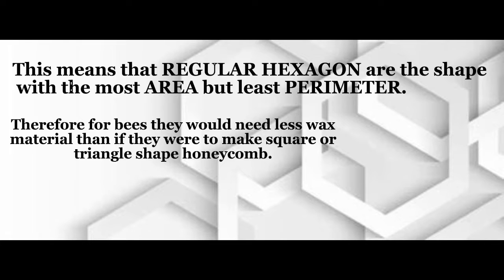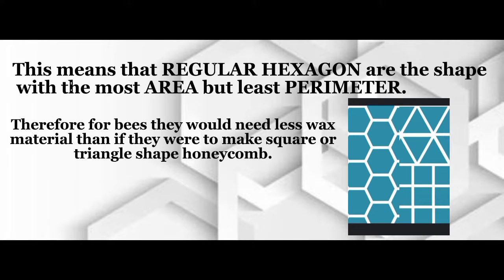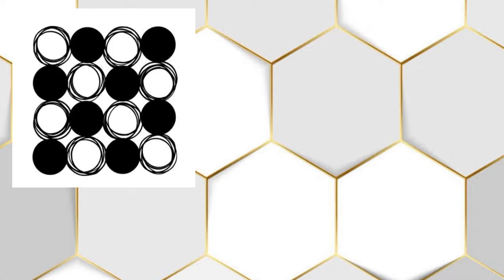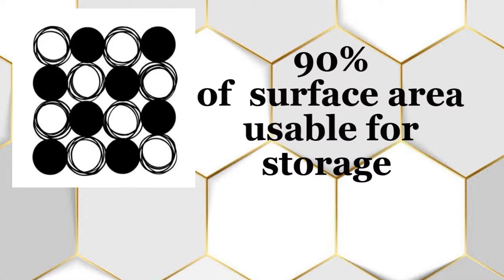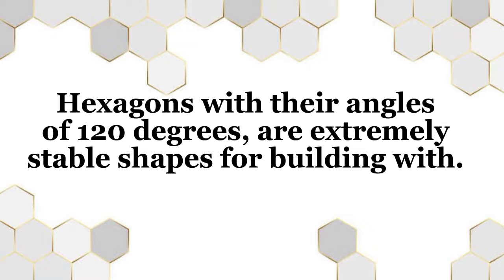This means that regular hexagons are the shape with the most area but least perimeter. Therefore, bees would need less wax material than if they were to make square or triangle-shaped honeycombs. If bees used circles, there would be excessive space between the combs and only 90% of the surface area usable for storage. Hexagons, with their angles of 120 degrees, are extremely stable shapes for building with.